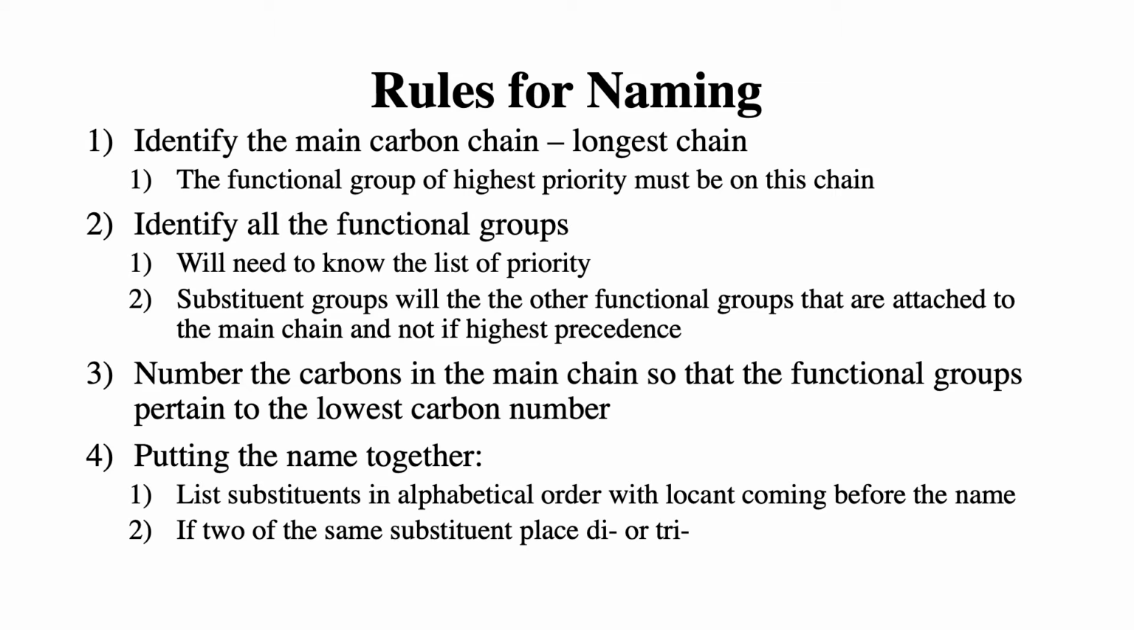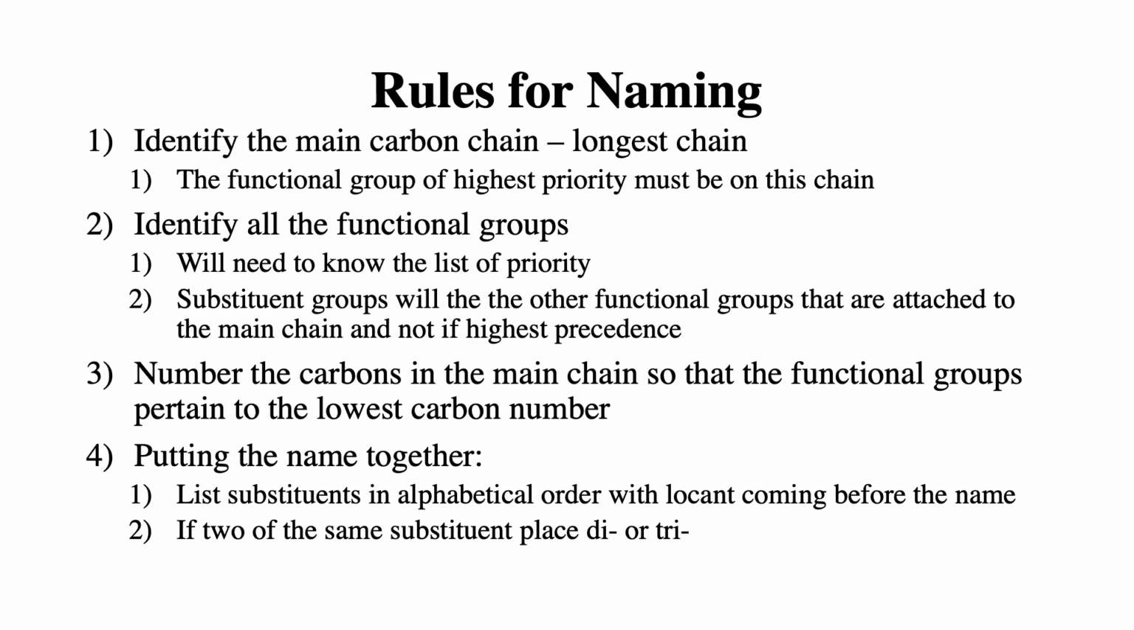Firstly, you're going to identify the main carbon chain, which is going to be the longest chain, and it also must include the functional group of highest priority. Like I said, we will be going over that list shortly. Then you're going to identify all the functional groups, and the substituent groups will be all the functional groups attached to the main chain that don't take the highest precedence in that compound. The carbons on the chain must be numbered so that the functional groups pertain to the lowest carbon number. So you're going to pick a side from which to count the carbons so that the functional groups get the lowest numbers.